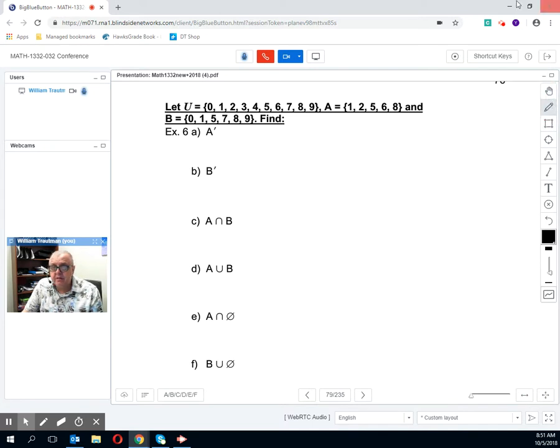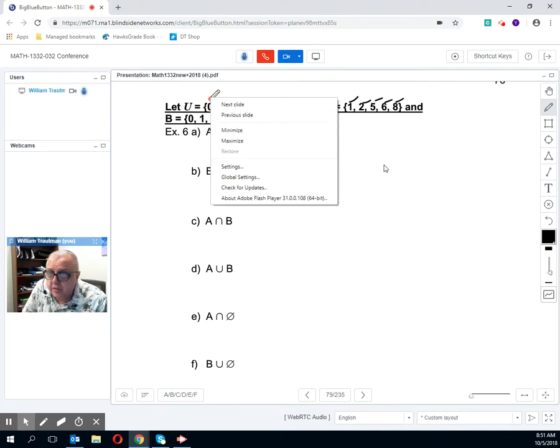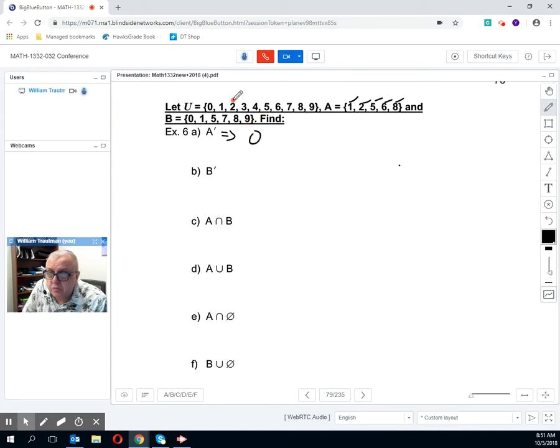Okay, we don't have a Venn diagram, but we have numbers up here. The universal set is 0 through 9. A is 1, 2, 5, 6, 8. B is 0, 1, 5, 7, 8, 9. So find the elements that are not in A. So here's A, 1, 2, 5, 6, 8. So everything that's not in A, we just look at the universal set. 0 is not in A. We already said 1 is in A, 2 is in A, 5 is in A, 6 is in A, and 8 is in A. So 0 is not in A, 3 and 4 are not in A, 7 and 9 are not in A. So these are all the elements that are not in A.